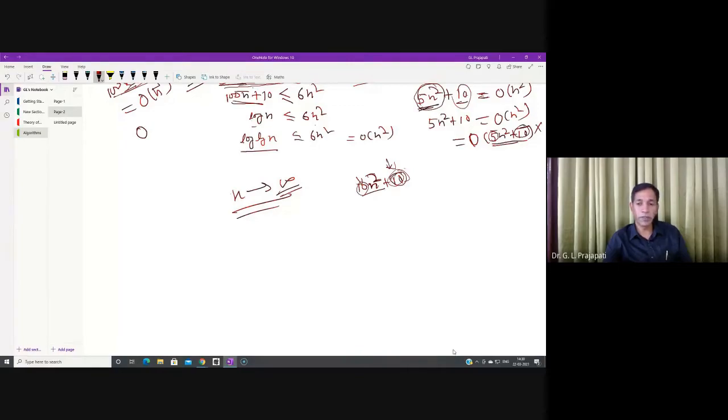And that's why, once you go for the asymptotic notation, you have counted the operations like 5n square plus 10, you just don't write the lower order terms. These are the lower order terms. You just write big O of n square. So in asymptotic notation, we don't require writing the lower order terms.